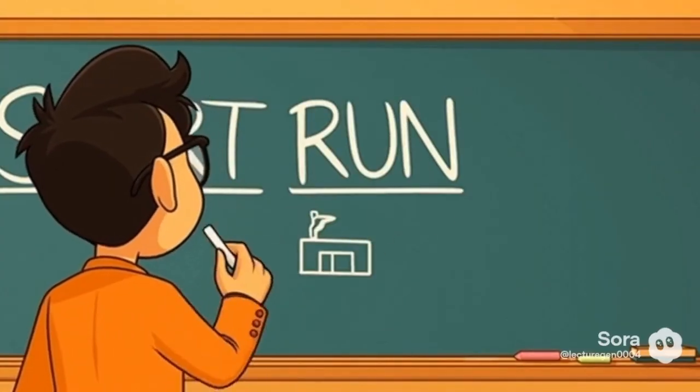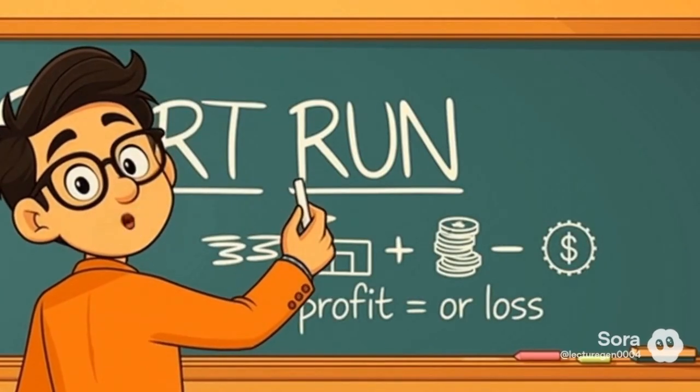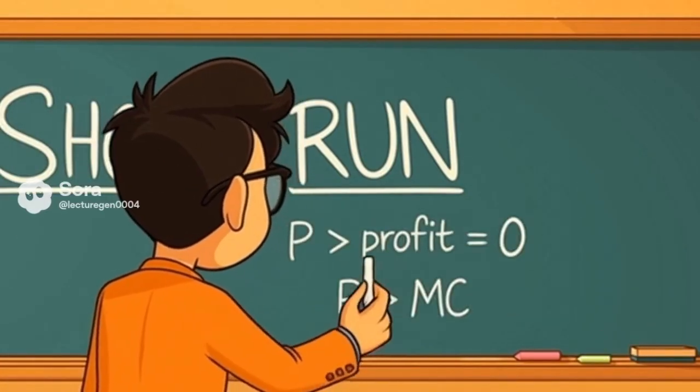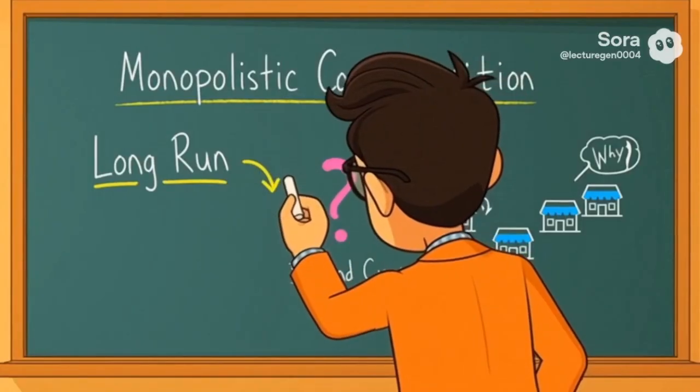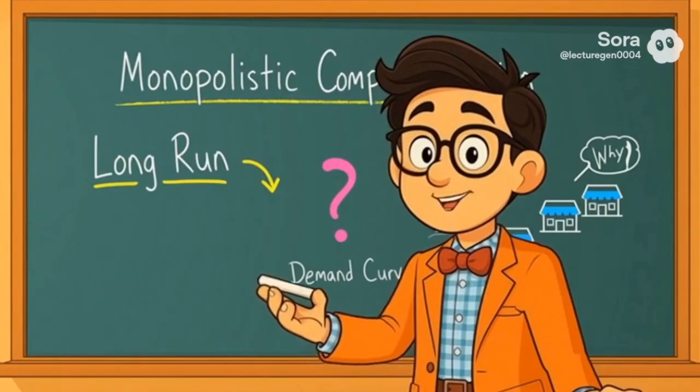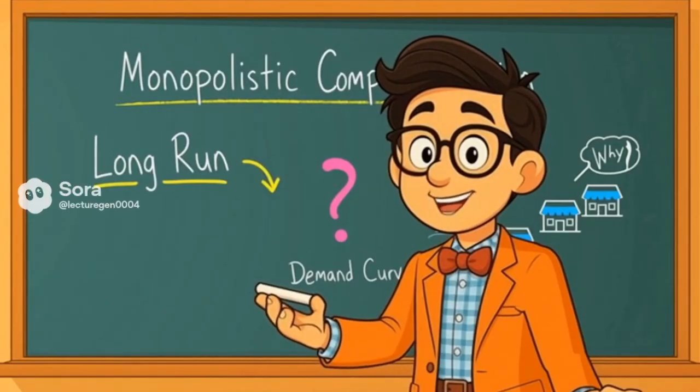So remember, short run, firms may earn profit or losses. Long run, entry and exit push profit to zero with price above marginal cost. Second question. What happens to a monopolistically competitive firm's demand curve in the long run? And why?